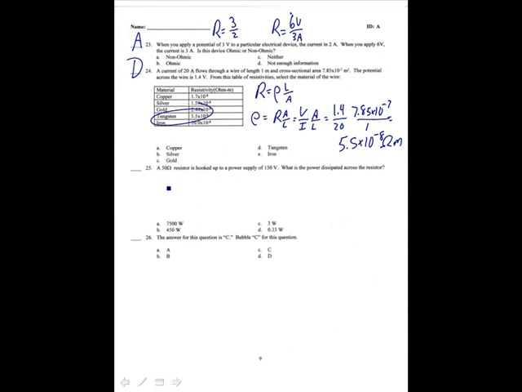A 50 ohm resistor is hooked up to a power supply of 150 volts. What is the power? P is equal to V squared over R. Easiest way to do this is 150 volts squared over 50 ohms, and that gives me 450 watts. And that is B. And this was version C of the test.